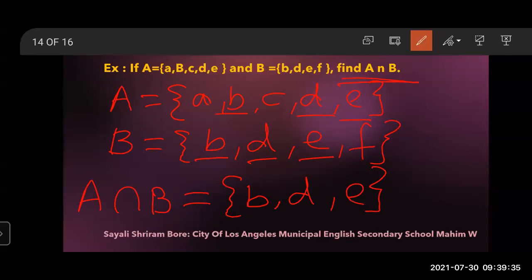This was a very simple example. Two sets were already given, and you have to find A intersection B. So A intersection B is the elements which are common to set A and set B.